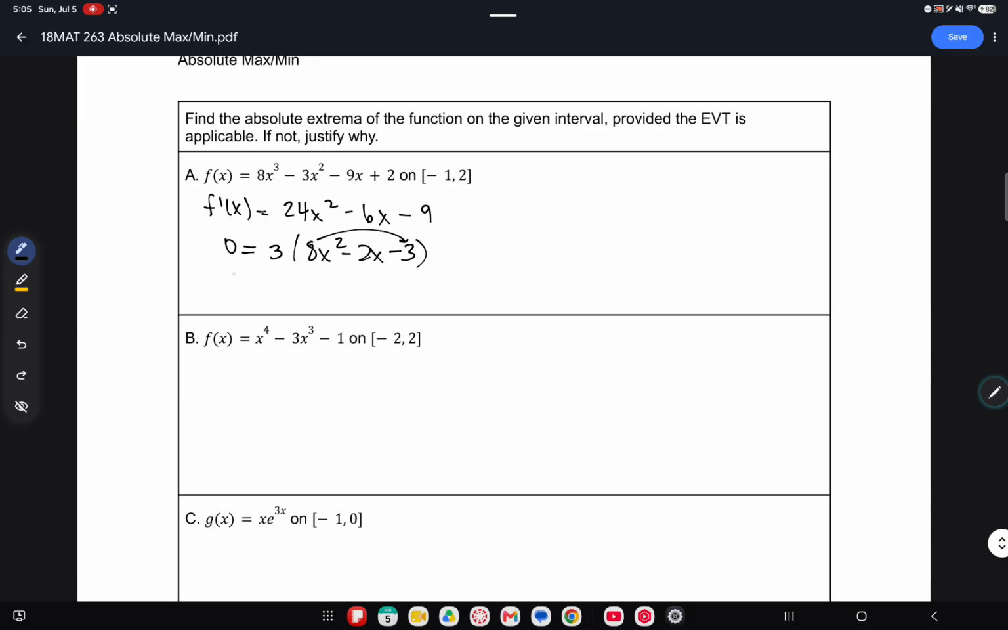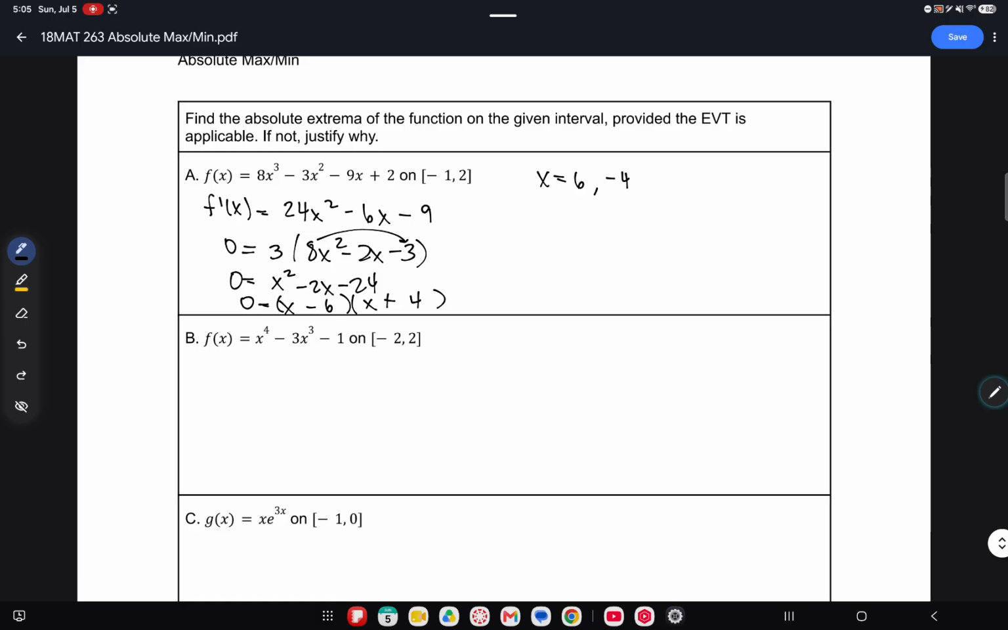And really, I guess I could divide both sides by 3. I don't need that GCF out there. So now I'll have x squared minus 2x minus 24. And then I think I can find two numbers that multiply to 24 and add to 2. Probably 6 and 4, and we want negative 6, positive 4. So then I have two critical values at 6 and negative 4.